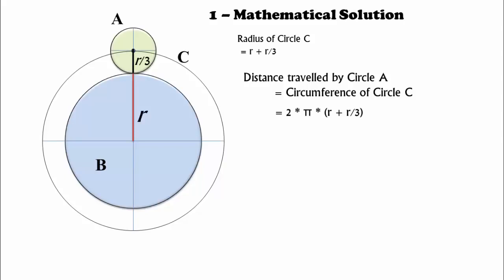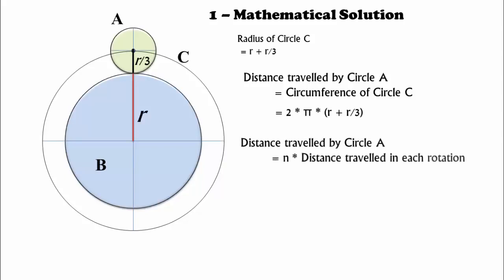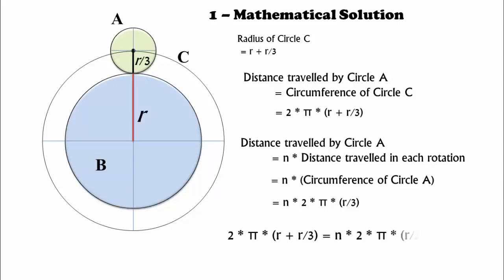Also in terms of rotation, the distance traveled by circle A is equal to the number of rotations multiplied by the distance traveled in each rotation. And we know the distance traveled in each rotation is simply its own circumference, and that's 2 pi times its radius. Now simply equate the values from the above 2 equations and solve it for the variable n. After simplification, we get the number of rotations as 4.